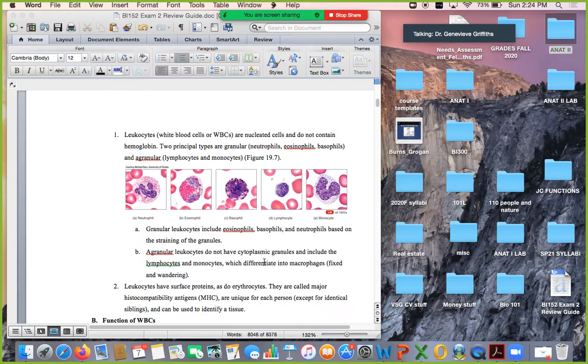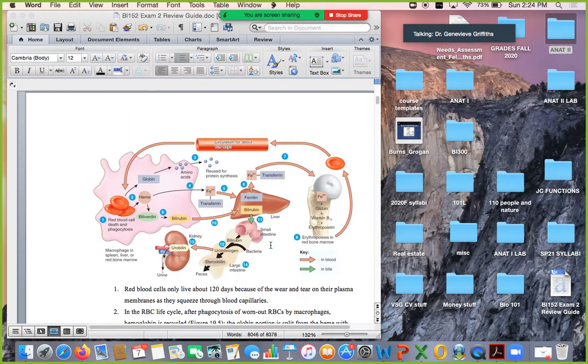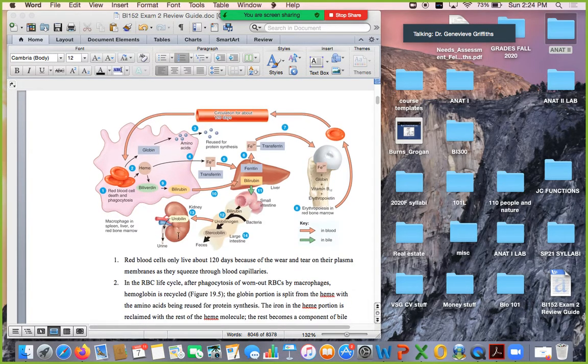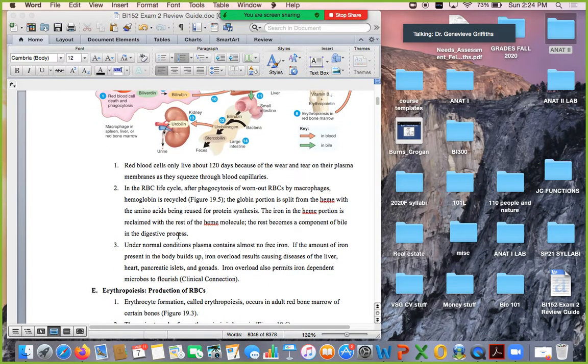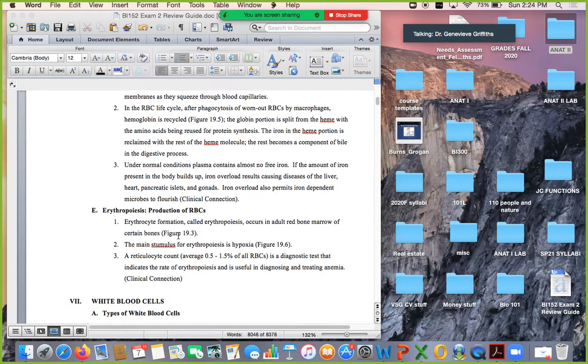And these agranular ones are going to turn into macrophages. And you may have seen the macrophage previously. I'll scroll up when we were talking about degrading the red blood cells. Macrophages wander around and they degrade anything that's in their path, anything that's considered trash, whether it's cellular or something from outside, like an invading microbe.